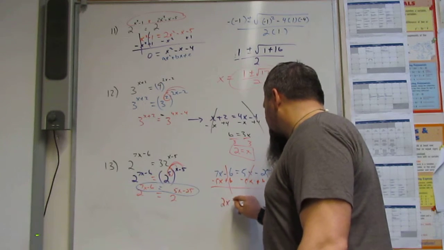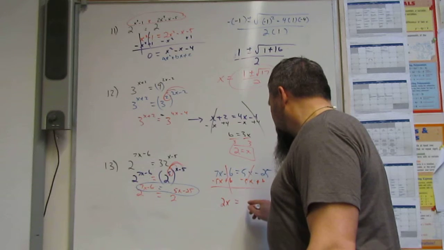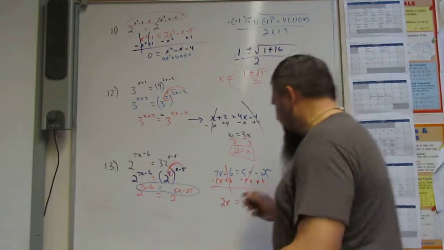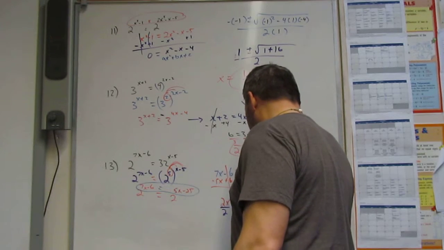I get 2x is equal to, what is that, negative 19? That's harsh. You gotta kill birds now? Yeah. You know I love to kill birds.